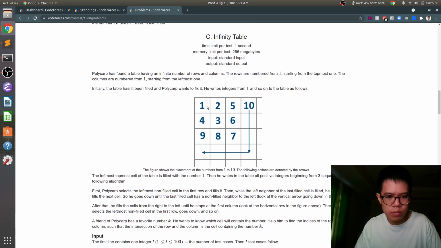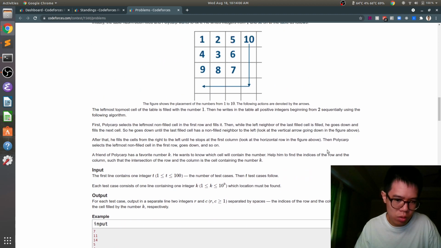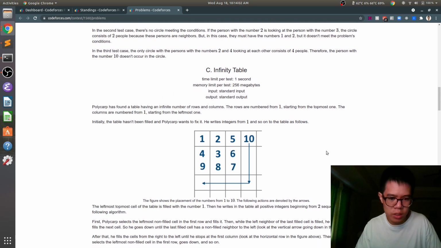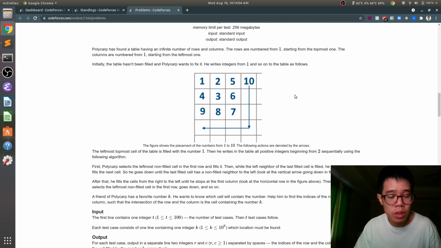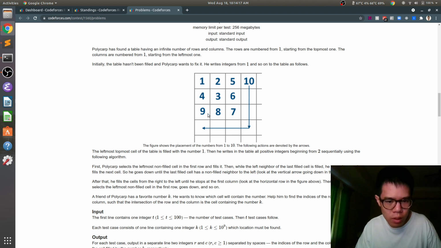Okay, problem C. So basically we're writing in a bunch of numbers like this: 1, 2, 3, 4, 5, 6, 7, 8, 9, 10, and so on. And you're given a number, and you want to tell them where is this number, what are the row and column. And so the idea here is we're just going to group things by their kind of backwards L.